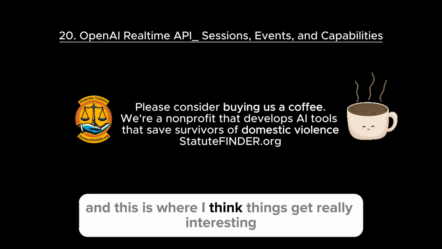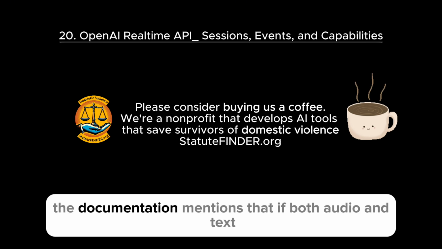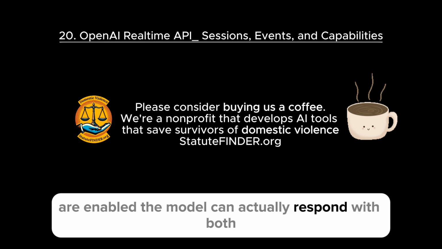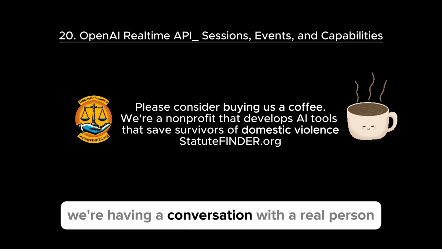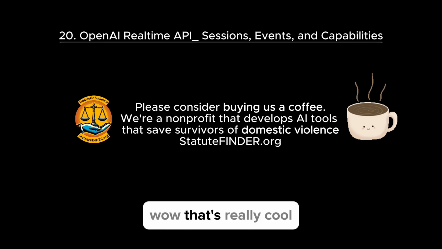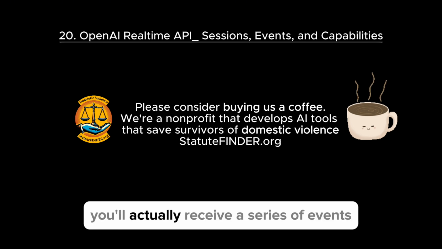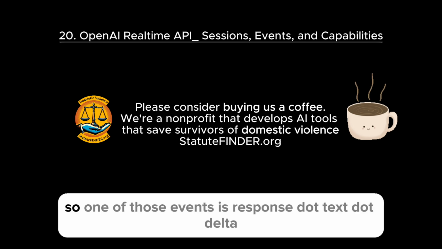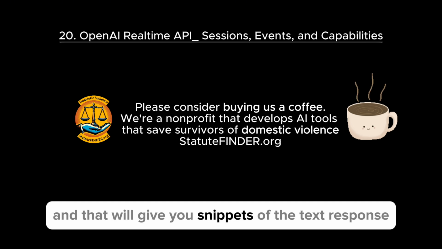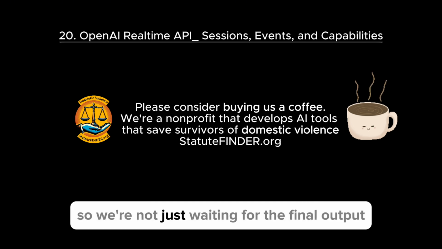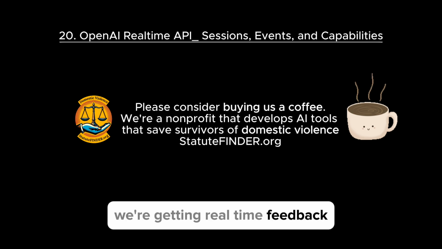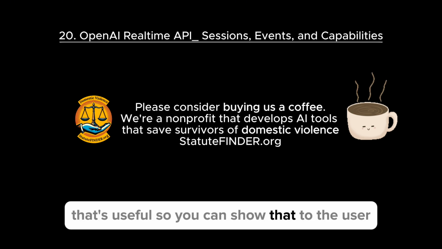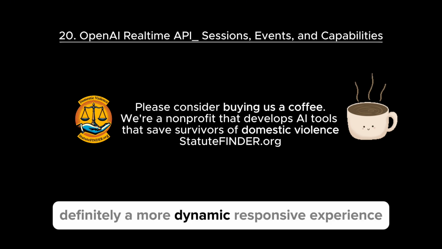Now, and this is where I think things get really interesting. The documentation mentions that if both audio and text are enabled, the model can actually respond with both. That's right. It's like we're having a conversation with a real person. Exactly. Wow, that's really cool. And so as the model is working, you'll actually receive a series of events to keep you updated on its progress. One of those events is response.text.delta, and that will give you snippets of the text response as it's being generated. So we're not just waiting for the final output. We're getting real-time feedback. Exactly. So you can show that to the user. You can update your interface. Definitely a more dynamic, responsive experience.